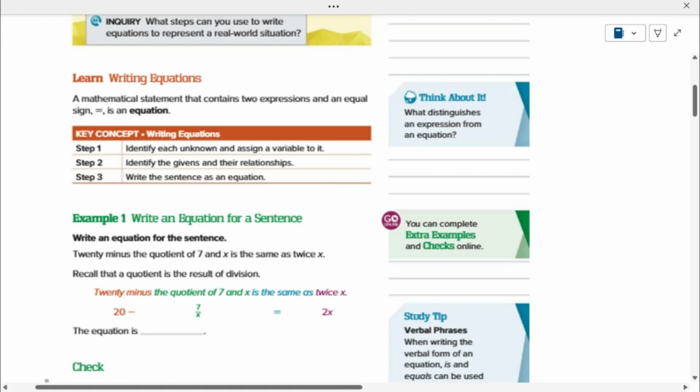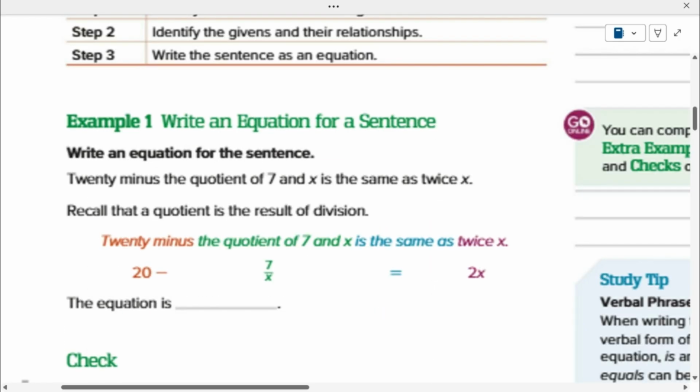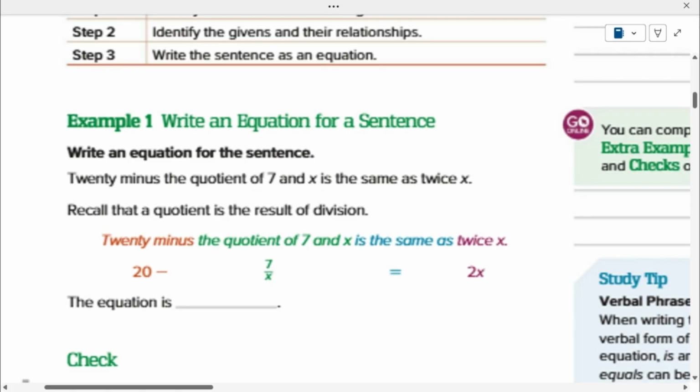So you can read the key concept here with the 3 steps. I'm not going to go over that. I'm going to move right into example 1, but pause the video, read those, and then we'll begin example 1 together. Okay. So this first example is asking us to write an equation for a sentence.